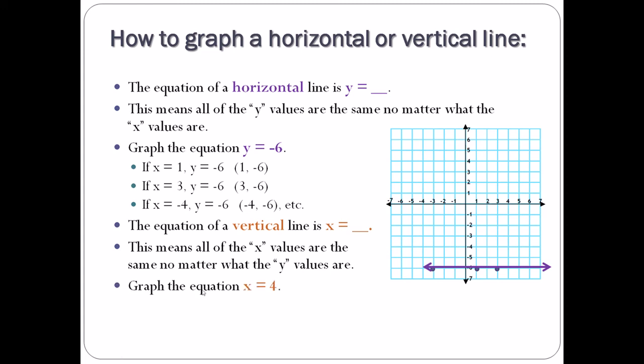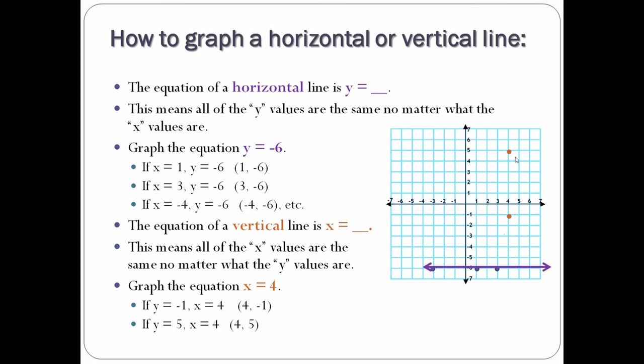And in this case, I'm going to graph the equation x equals 4. That means all my x's have to be 4, no matter what y is. So if I decide y is -1, x has to be 4. 4, -1. So over 4, down 1. Okay. Pick another value for y. Well, let's see. I like the number 5. So if I say y is 5, what does x have to be? 4. So 4, 5. Over 4, up 5.